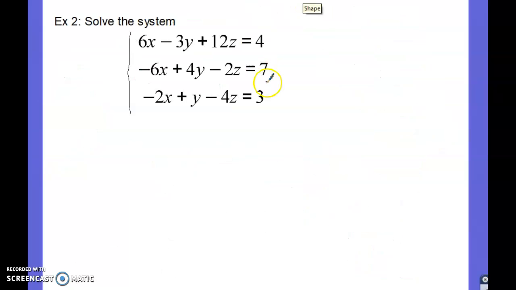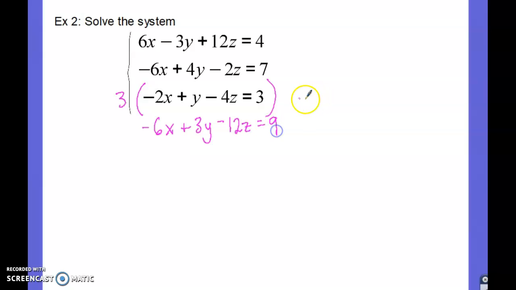So I'll just quickly do the next one. If you want my opinion, I would probably look at the x's being the same. That just popped out at me right away. You don't have to do it that way, but I only have to multiply this bottom equation by 3 to get that negative 6x plus 3y, and then minus 12z would equal 9.